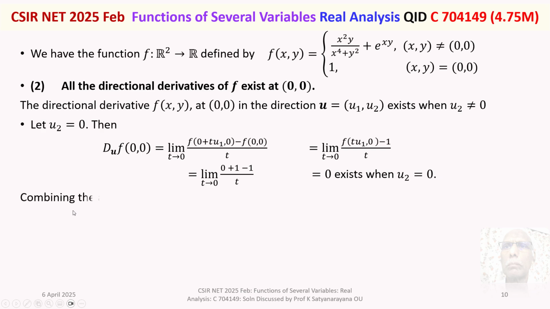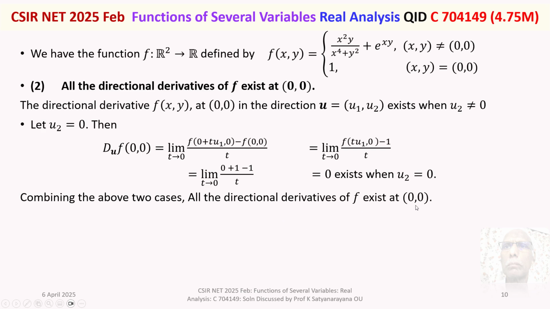Thus, combining the above two cases, all the directional derivatives of f exist at (0, 0). Thus, option 2 is true. Summarizing all the options, the answer to this question is options 1, 2 and 4. That is the detailed discussion of the solution of this problem.